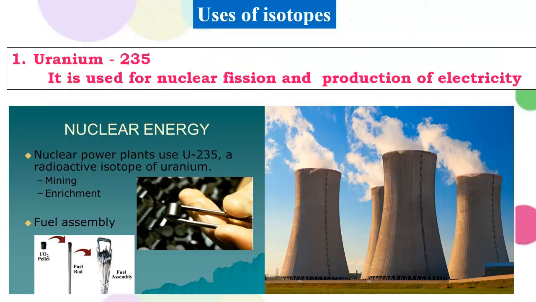Now, uses of isotopes. The first is uranium-235. Uranium-235 is used for nuclear fission and production of electricity. You can see this uranium-235 here, in the nuclear power plant as a fuel. And this is the picture of an atomic reactor, a nuclear reactor. Because of the energy produced by this fission, we can produce more and more electricity.